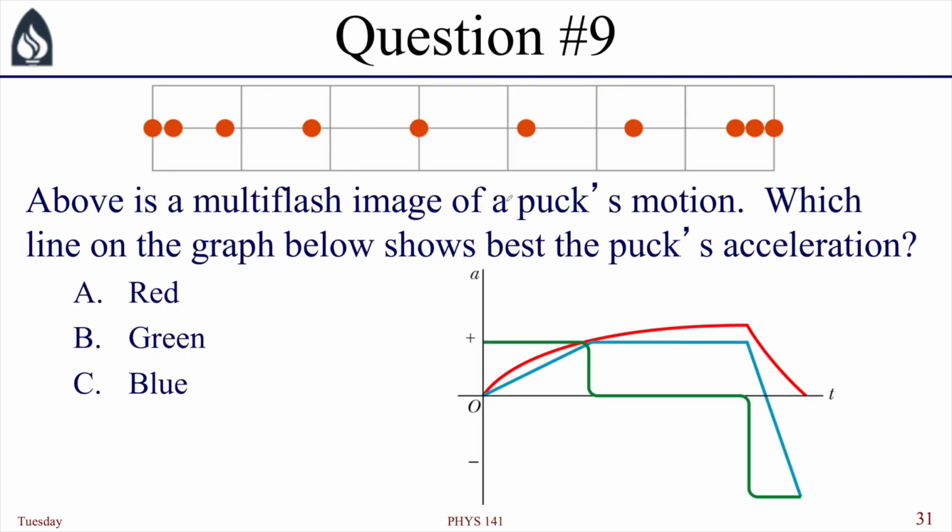So here is another question for you. Above is a multi-flash image of a puck's motion, so this series of images at the top of the slide. Which line on the graph below would show best the puck's acceleration? So in this graph, which one best represents the puck's acceleration? Is it the red line, the green line, or the blue line?